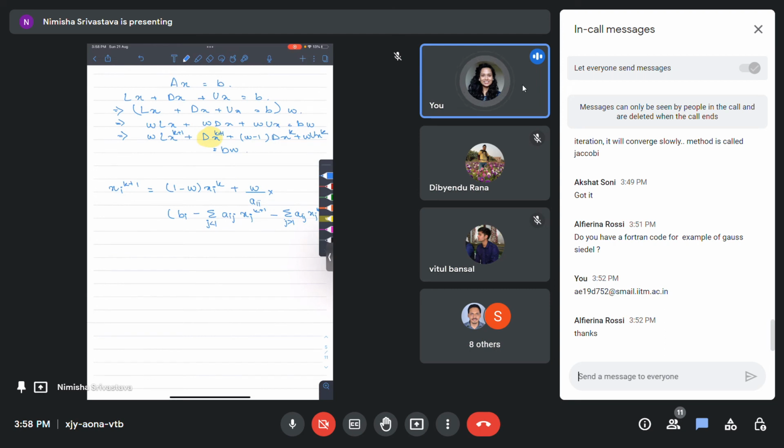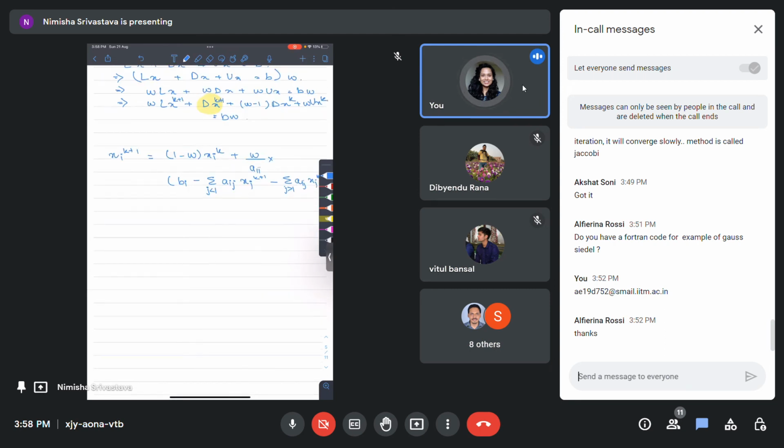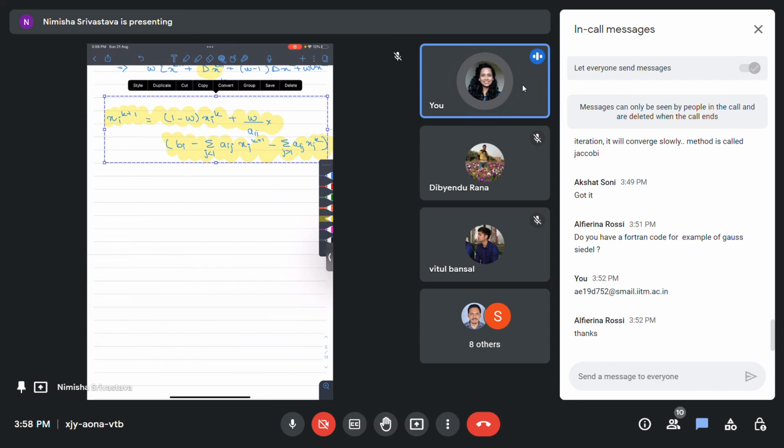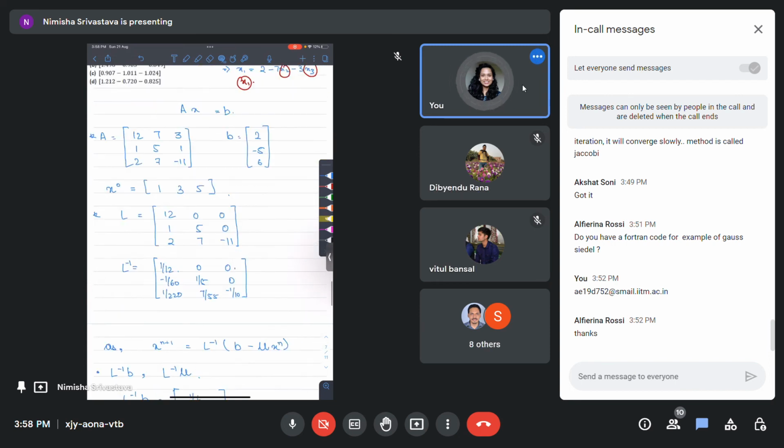Are we okay? Are we on the same page, or did I say something wrong? Essentially, this is the equation that you will be using for solving PSOR. We'll pick it up and go back and use it for our questions.